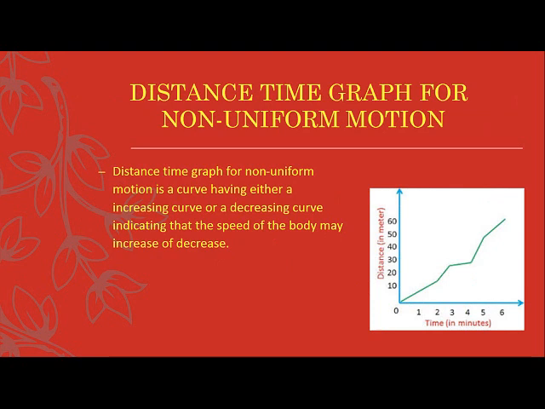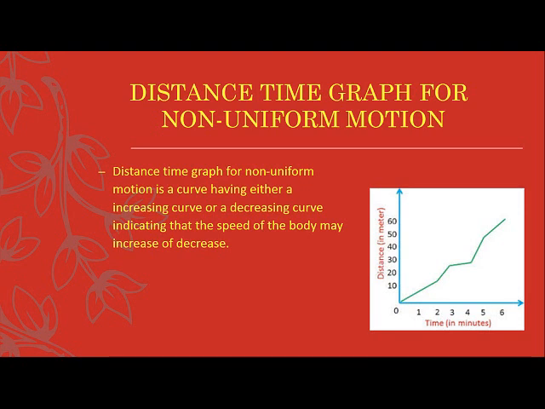Now, when an object is showing non-uniform motion, how do we draw the distance time graph? Non-uniform motion means unequal distance in equal intervals of time. Time remains the same, but the distance covered keeps on changing with time. The distance time graph for a non-uniform motion is a curve, right?